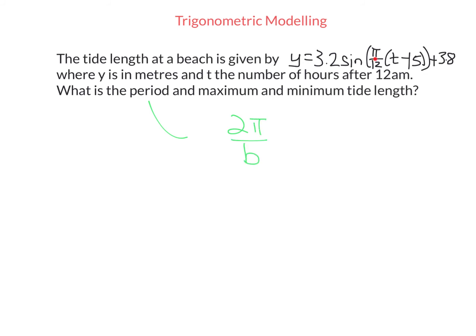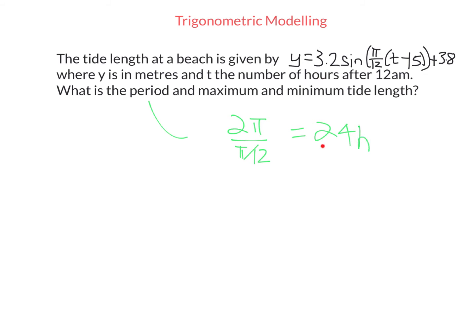The pi in front of here should make it clear that we're in radians. So in this case, b is just the number in front of t, the coefficient of t. It's just pi over 12. So if you put this on your calculator, you actually get the answer 24. Now that makes sense. The period is 24 because t's in hours, it's 24 hours.